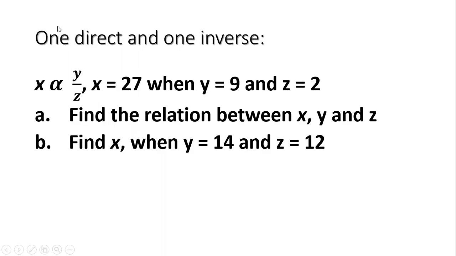We pick another example, one direct and one inverse now. X varies directly as Y and inversely as Z. X is 27 when Y is 9 and Z equals 2. Find the relationship between X, Y, and Z. And find X when Y is 14 and Z equals 12.